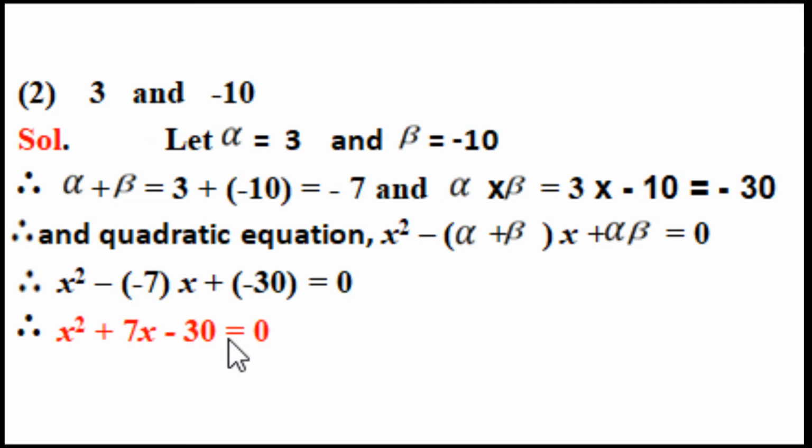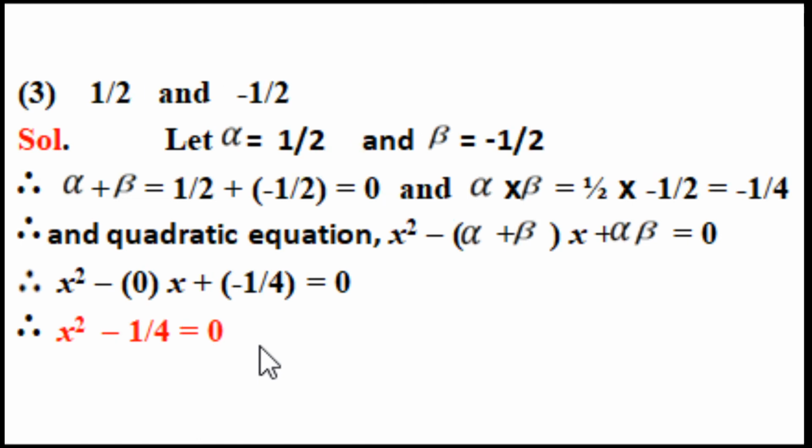Then next, here 3 and minus 10. Let alpha is equal to 3, beta is equal to minus 10. So alpha plus beta is equal to 3 minus 10, that is minus 7, negative 7. Alpha into beta, 3 into minus 10 is equal to minus 30. For the required quadratic equation we get x square minus negative 7x plus minus 30 is equal to 0. By solving this, minus minus becomes plus, that is negative becomes positive, plus, minus. So x square plus 7x minus 30 is equal to 0 is the required equation.